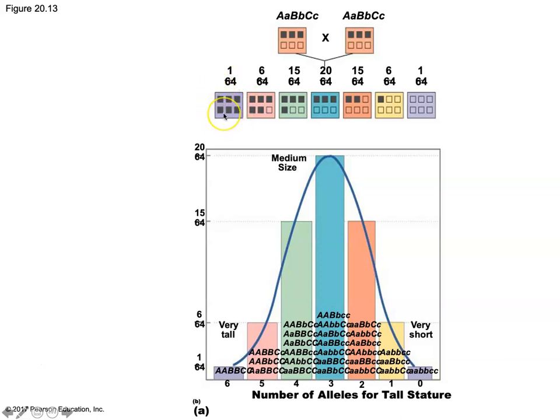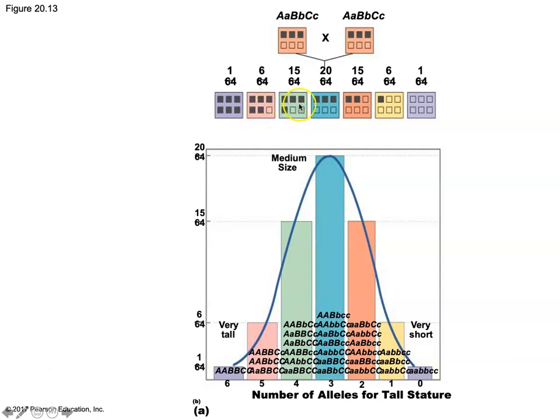That child is going to be very tall because he's going to inherit 3 tall genes from mom and 3 tall genes from dad and be super tall. It's also possible there's a 6 in 64 chance that he's going to be pretty tall. He's going to inherit 3 tall genes from mom and 2 tall genes from dad, or 3 tall genes from dad and 2 tall genes from mom.